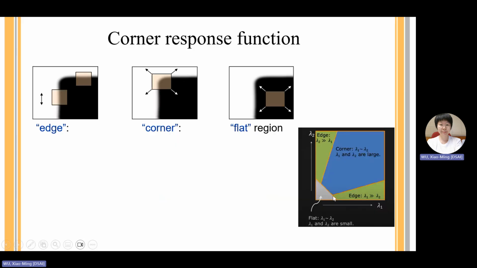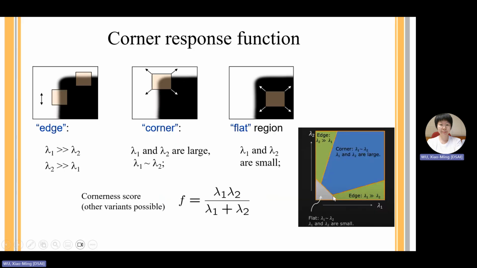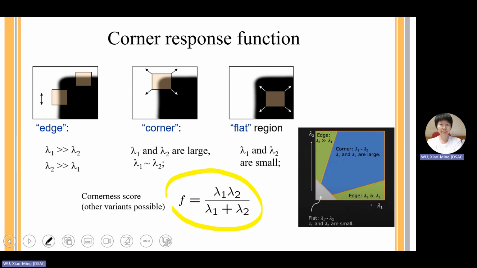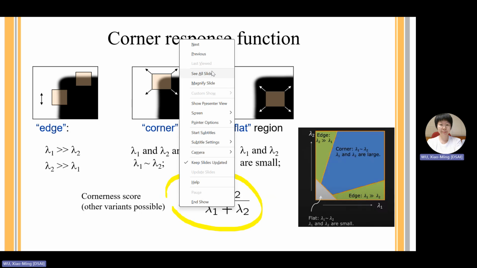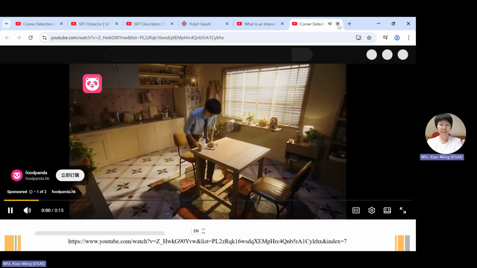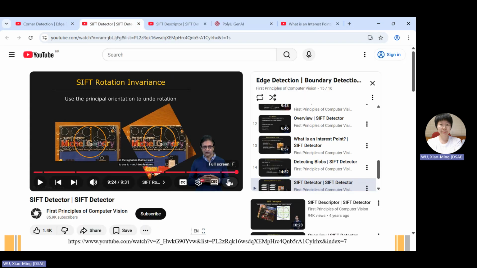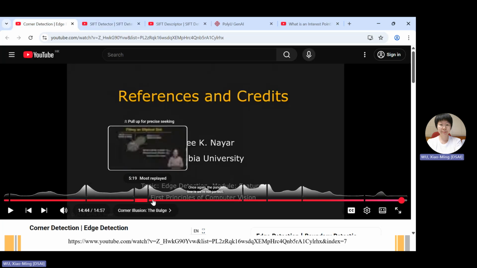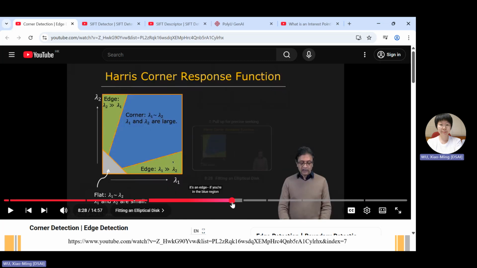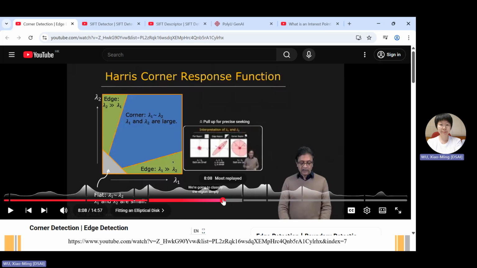Okay, now back to corner detection. And as I mentioned, this function is just one alternative. It's just one way to compute the cornerness score. And there are other alternatives. For example, I think it should be this one. Corner detection. There are other alternatives.